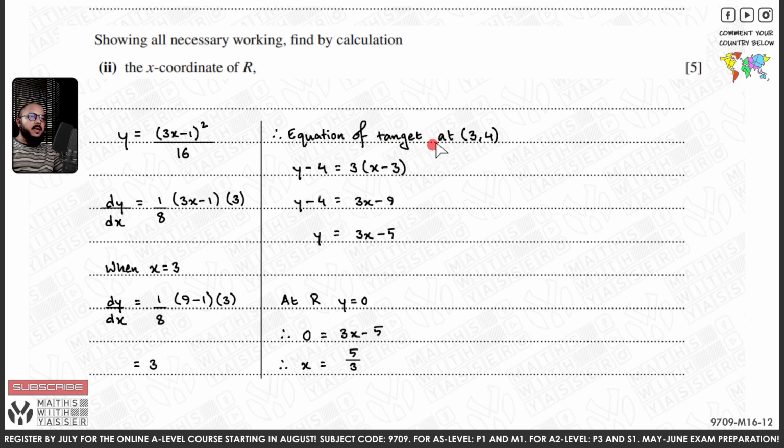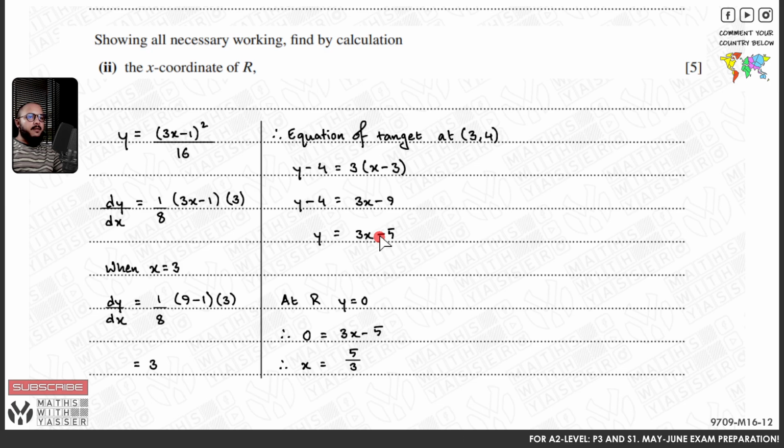So equation of the tangent. We are basically finding the equation of the tangent with the help of the point 3, 4, because 3, 4 is the point Q. And we have also found the gradient of the tangent at the point Q, which is 3. So y minus y1 equals m times x minus x1. That means y minus 4 is equal to 3 times x minus 3. So y minus 4 is equal to 3x minus 9. So y will be equal to 3x minus 5. So this is the equation of the tangent that we got.